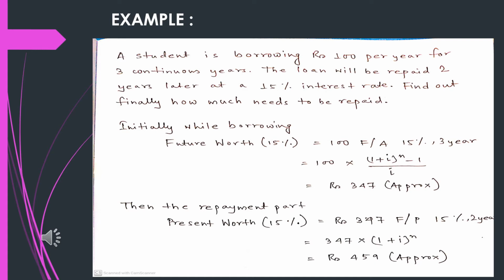So basically we are transferring the present worth value of 347 into the future worth value after 2 years. Using the formula, if we calculate it correctly, we should get a figure around 459. So 459 is the actual amount that the student needs to pay for initially borrowing and repaying it after 2 years. So this is what the total value looks like.